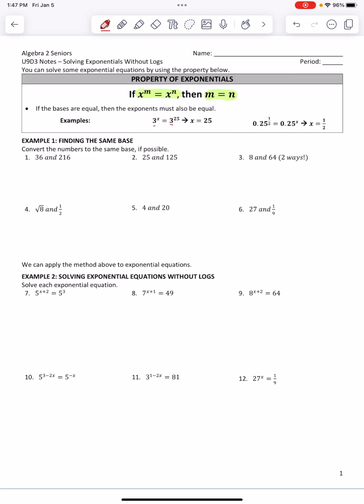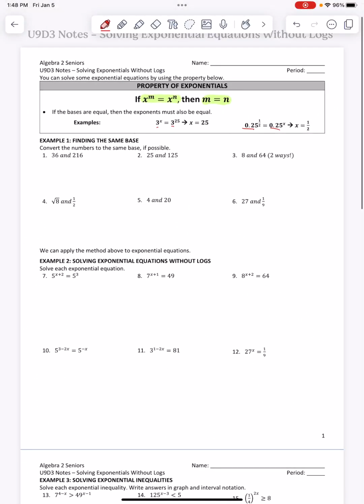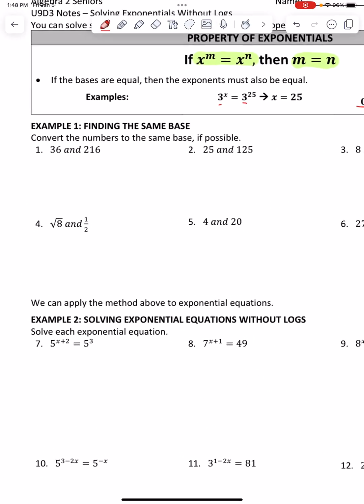Something like this over here too, same thing. 0.25 to the 1/2 equals 0.25 to the x. The bases are both 0.25, so the exponents also have to be the same. So x has to be a half, right? What we're going to do to solve these is make the bases the same, if possible, so that we can set the exponents equal and solve it that way, okay? So first we're going to practice making the bases the same.